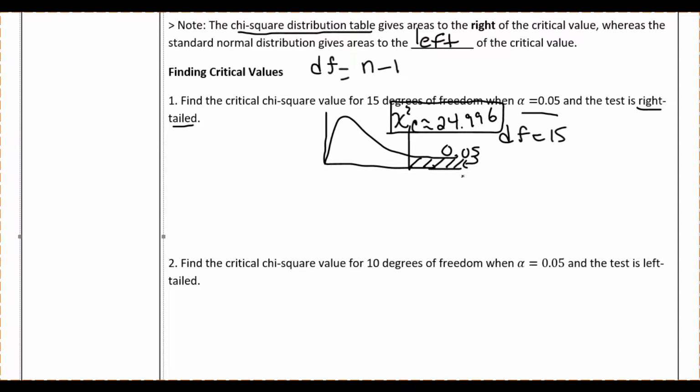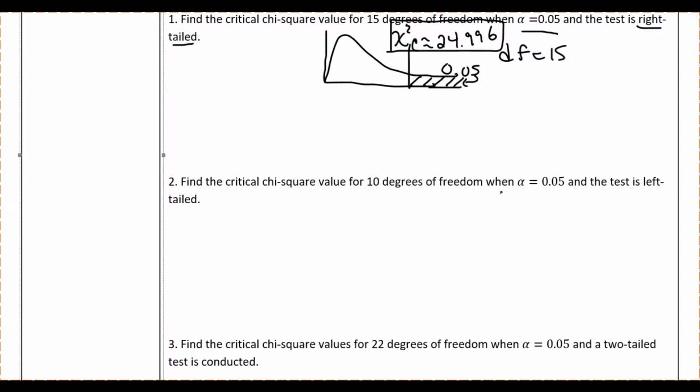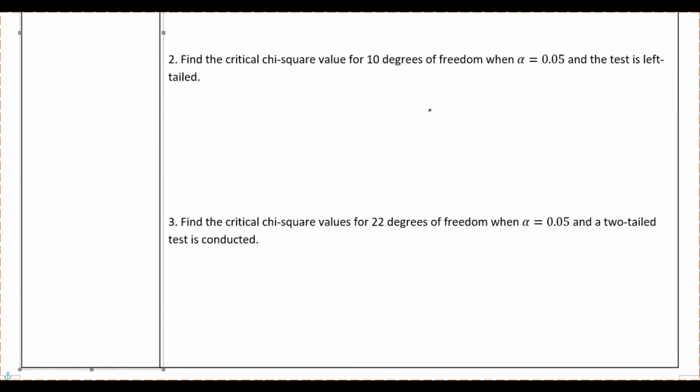Again, no adjustments needed to be made because we are already looking for a right-tailed test, so therefore the area that is given is to the right according to the chi-square table, so no adjustments are made. Now if we go to number 2, they specifically say that the test is left-tailed, so therefore we need to make some adjustments because the table gives us the area to the right. So they give us that the df is 10 and alpha is 0.05.